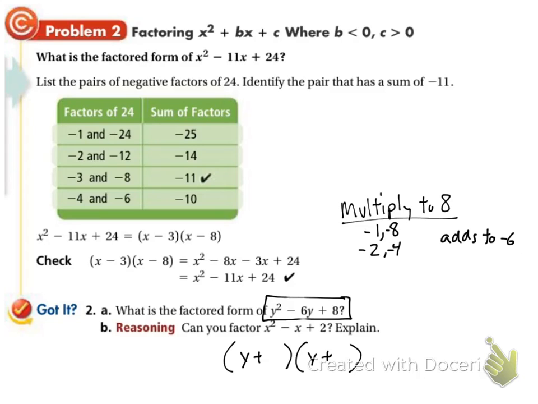Because negative 1 times negative 8, that's still a positive 8. Negative 2 times negative 4, that's still a positive 8. Now, which of those adds to be negative 6? Well, negative 2 and negative 4 do. So I'm going to plug in negative 2, negative 4, and then we can clean that up a little bit. We can make that into y minus 2 and y minus 4. Adding a negative is the same thing as just subtracting. And that would be my answer. Again, it doesn't matter if the y minus 2 comes first or the y minus 4 comes first.